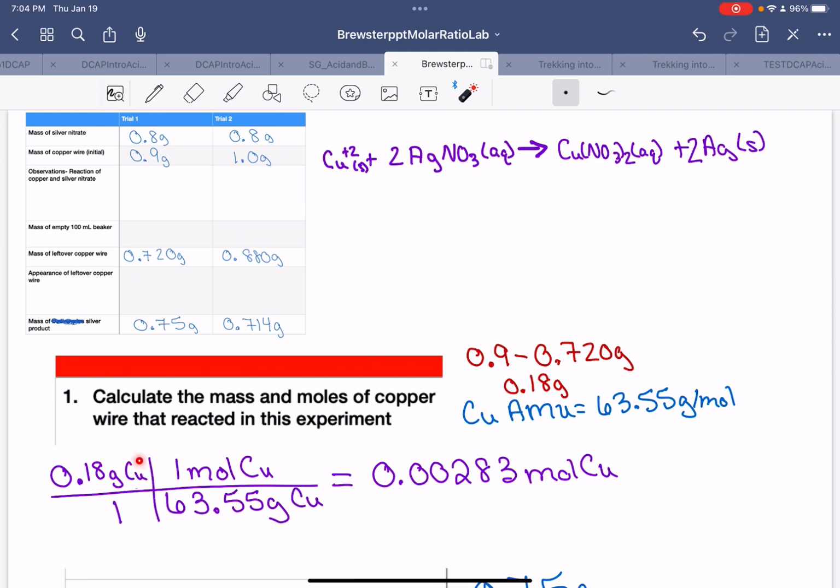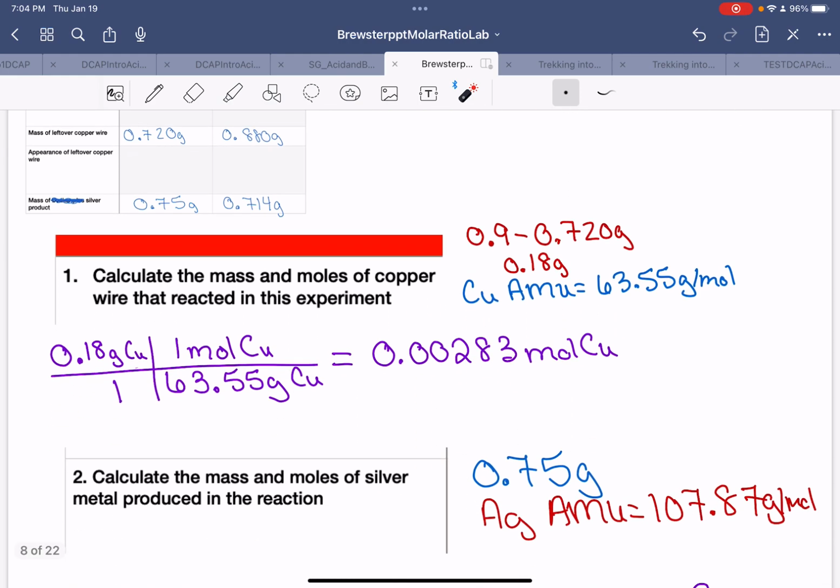So I'm going to take the 0.18 grams of copper, that's how much was used in the reaction, and place it over 1, just like we've done before with our Star Trek stuff. I need to get rid of grams. Grams goes on the bottom, and that's where the 63.55 goes, to 1 mole. That's always going to be this grams to mole here. This equals a really small number because we didn't use that much copper.